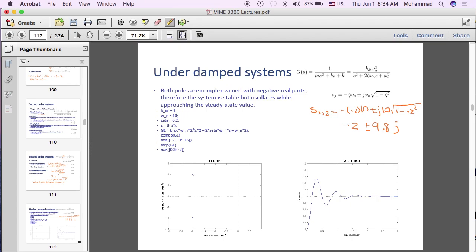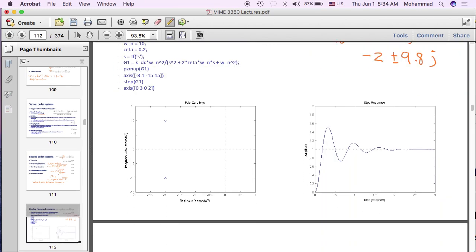So if you put these two points on the complex plane, this is the figure you get. This is the real axis. The horizontal axis is reserved for real numbers, and the vertical axis is reserved for purely imaginary numbers. So these two poles are located at negative 2 plus minus 9.8j. This is plus 9.8j, and this is minus 9.8j. And as you know, we have two poles. So these are the two poles.